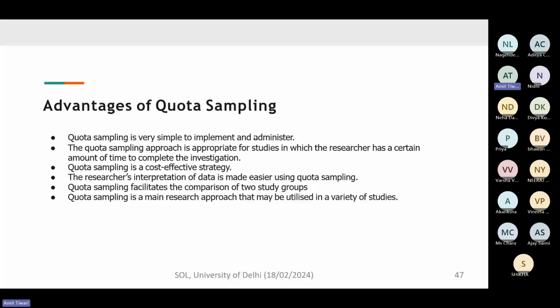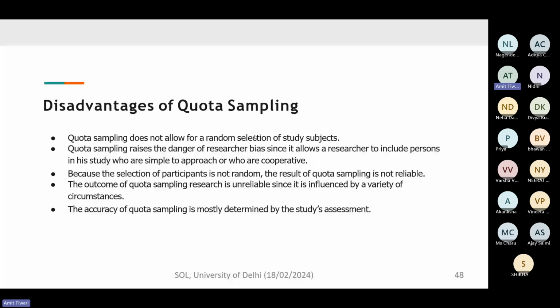Suppose you have given more quota to a particular age group and more quota to a different age group, so for both of the age groups, what is the difference, all those studies can be compared, based on such characteristics or such quota. Then the disadvantage is, again, it is not random, so biasness will be there. Then reliability will always be questioned in this kind of sampling.